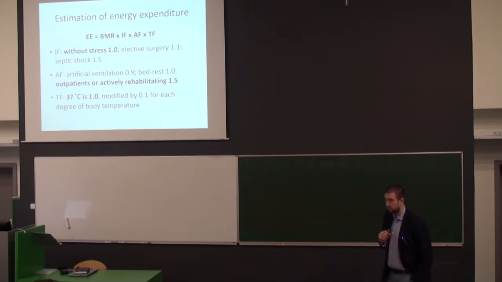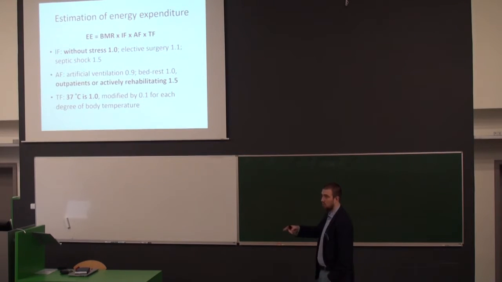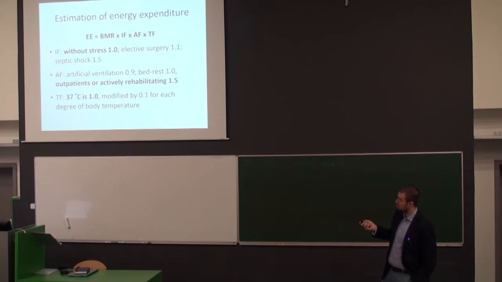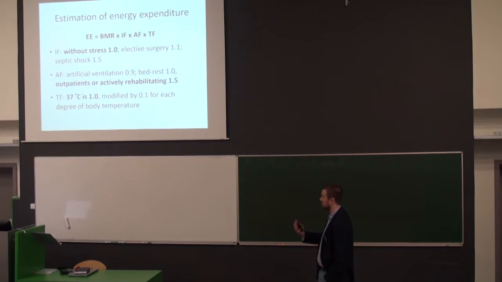Activity factor will be 1 if you do nothing. That means bed rest. It means that all of us do something, some physical activity, and therefore outpatients or those who do active rehabilitation, who must do some physical activity, have a higher factor. So they have around 1.5, the multiplication.